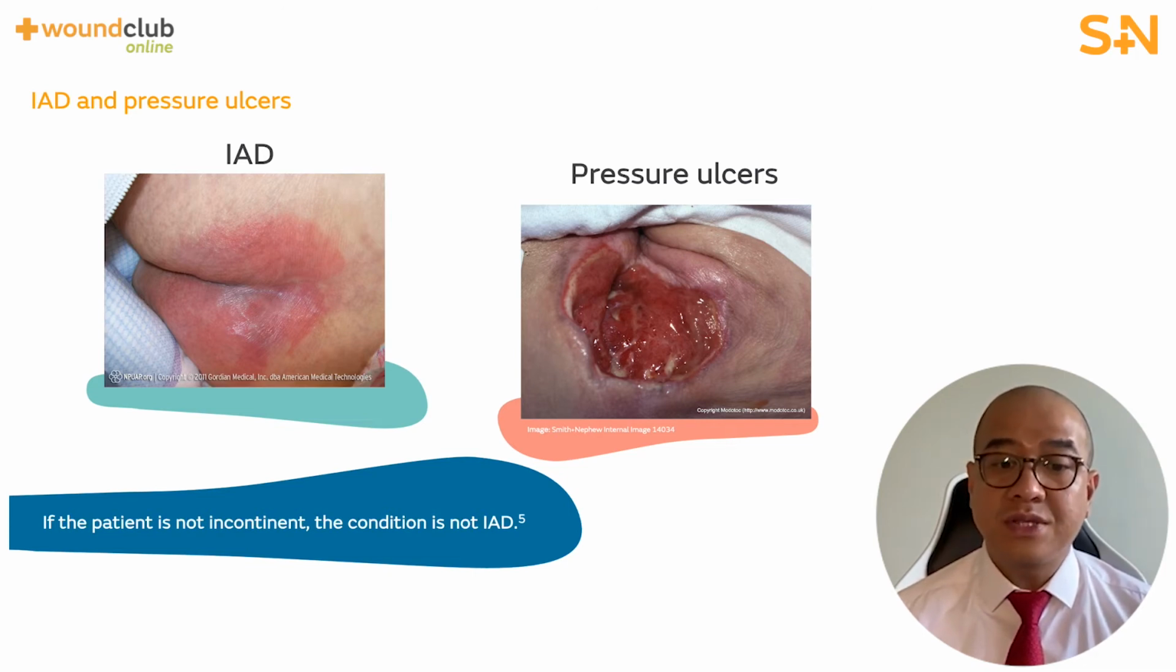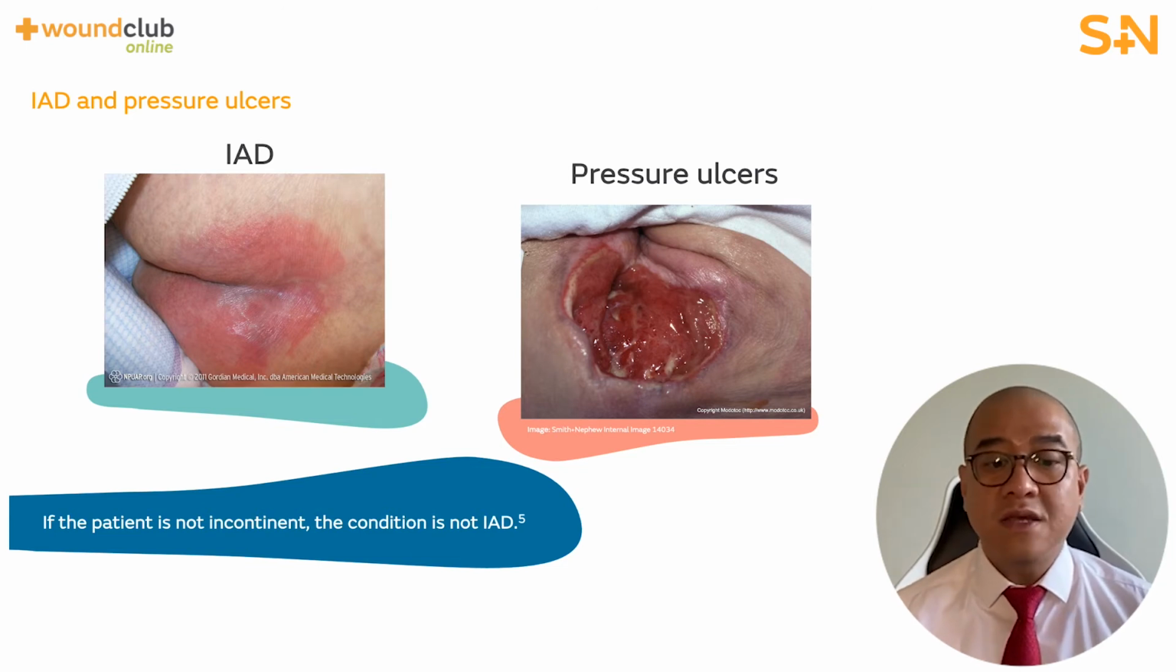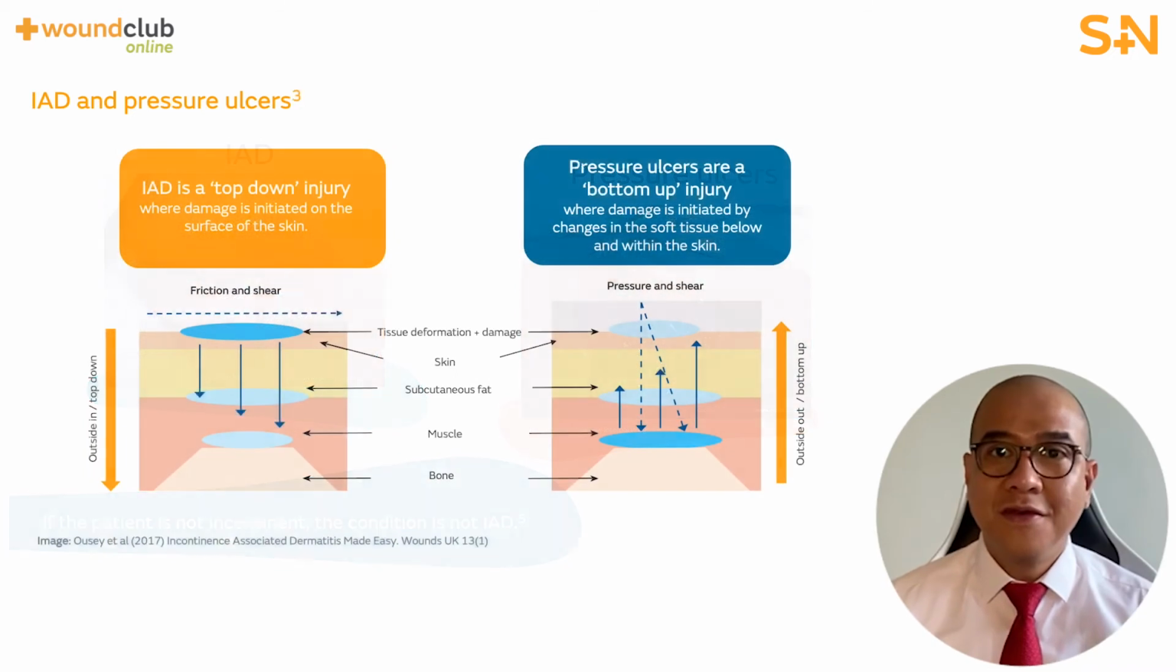IAD and pressure ulcers have a number of common risk factors. Both are likely to occur in patients with underlying poor health condition and restricted mobility. However, there are distinct differences between the two. It is important to recognize the difference between the two, as different interventions will be needed to manage them. Furthermore, IAD has a different etiology from pressure ulcers, but the two can coexist.